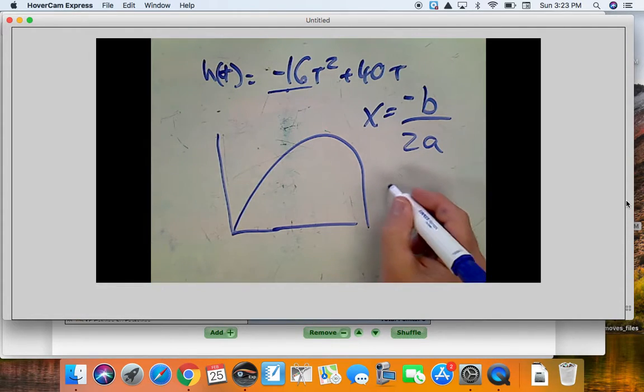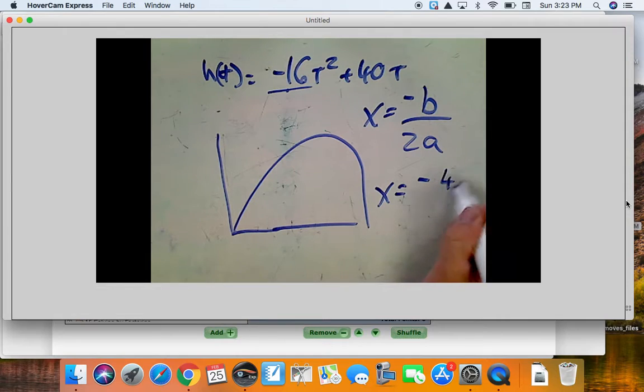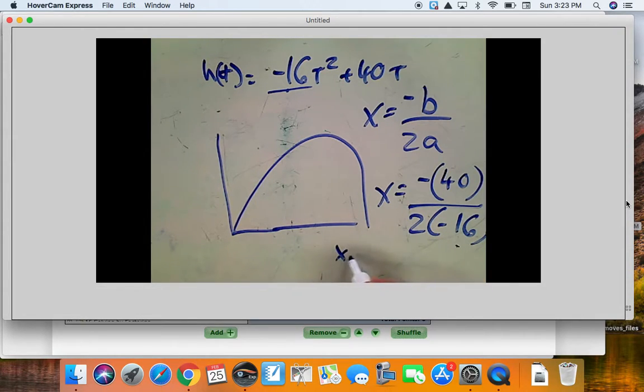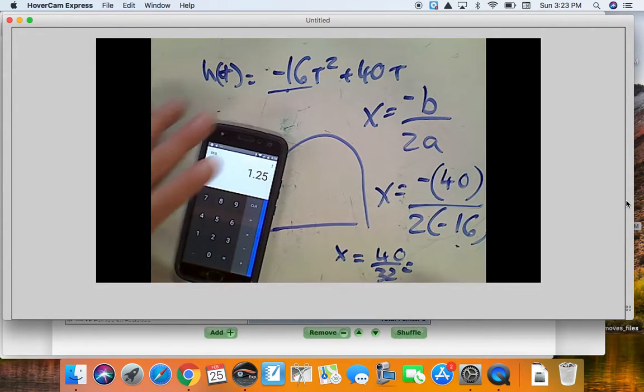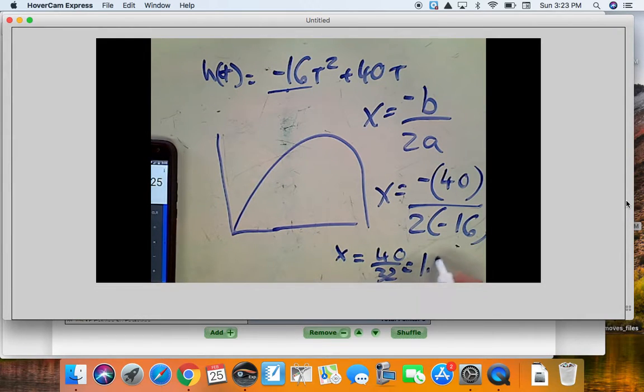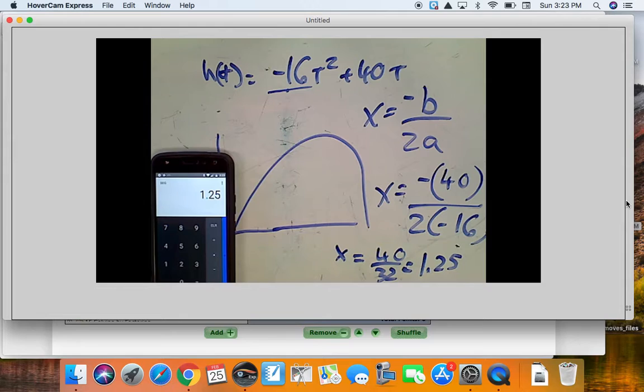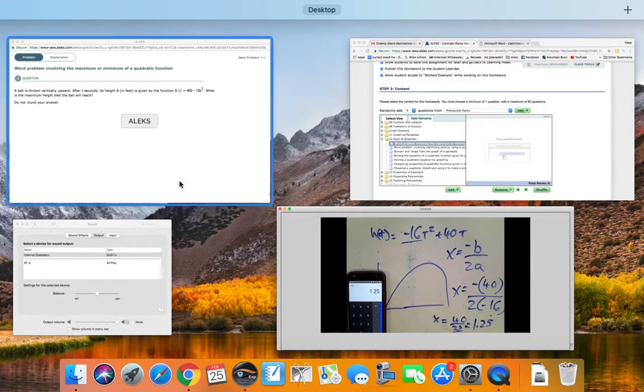So in this case, the x-coordinate of my vertex is the opposite of b, 40, all over 2 times negative 16. We do some math, and we get 40 over 32, which, if we do some magical math stuff, I'm going to get 1.25. Now that's the x-coordinate of my vertex.